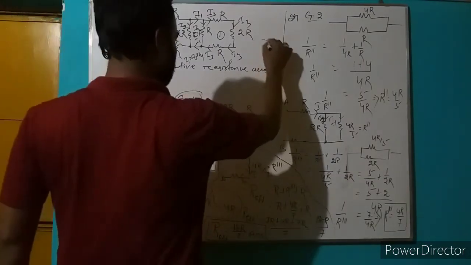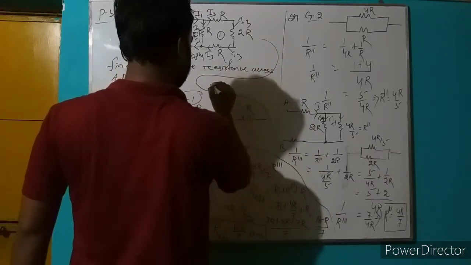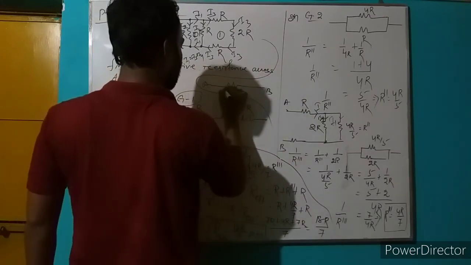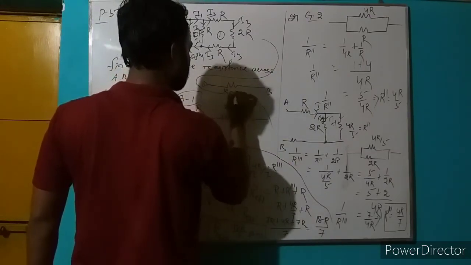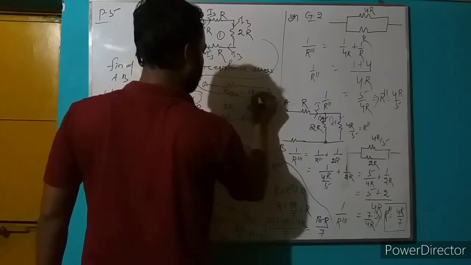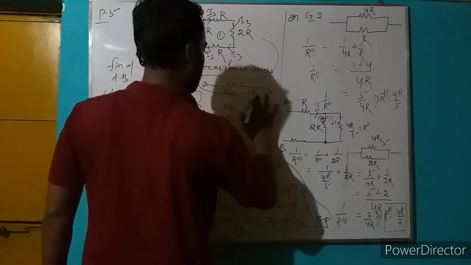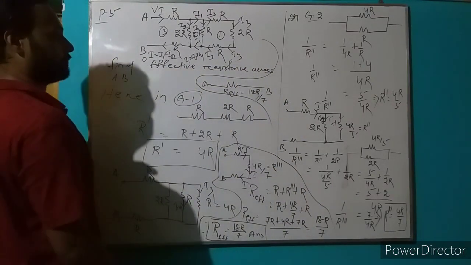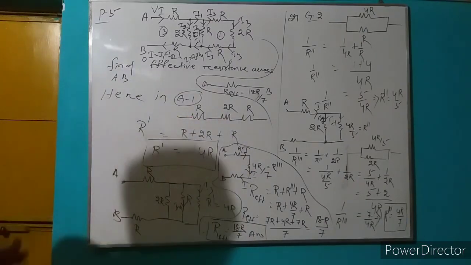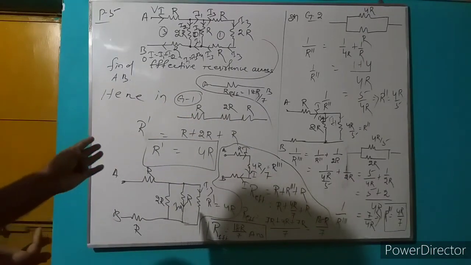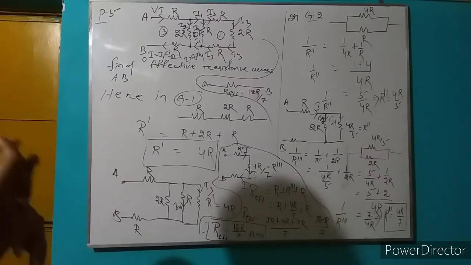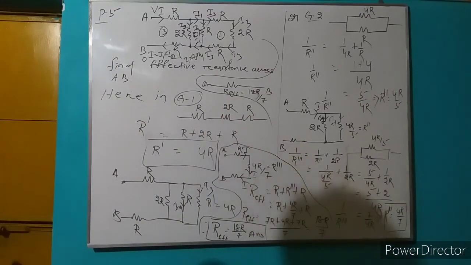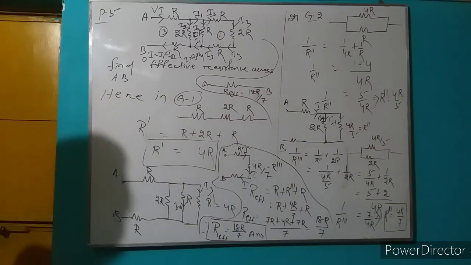So here you can say the net effective resistance R effective equals 18R by 7. Clear? So in that way we can solve all these problems. These are the easy problems. After that I will discuss lengthy problems related to series connection as well as parallel connection. Please note it.